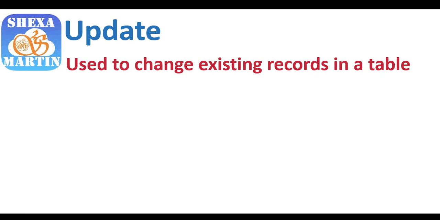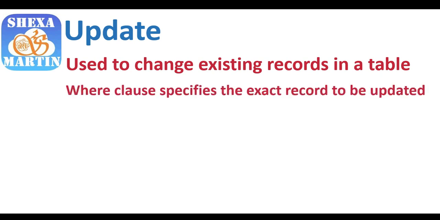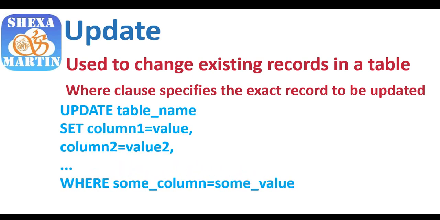Within the update command, we use a where clause. The where clause specifies which record or which records are to be updated. So you can update only one record, or you can update more than one record. The where clause is the one that gives you the decision to say I'm updating these records. So don't forget to use the where clause. Otherwise, the update will be applied to every record within the table that you have specified.